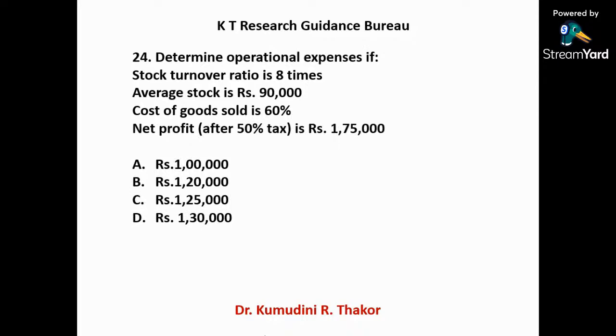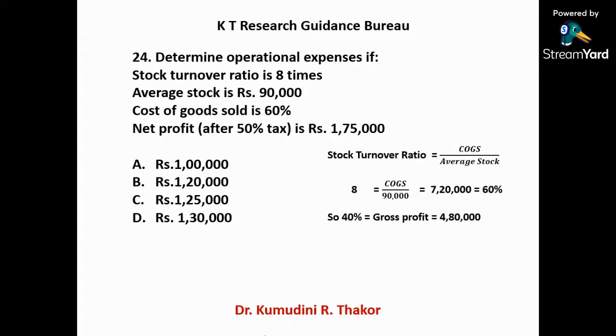Next question. Determine operational expenses if stock turnover ratio is 8 times, average stock is 90,000, cost of goods sold 60%, and net profit after tax rate is 50%, 1,75,000. See, this question is in connection with the previous question. So at least 2-3 figures you already found out. Now gross profit you know, net profit it is given. So cost of goods sold, average stock 60%, and gross profit 4,80,000, you already found out.